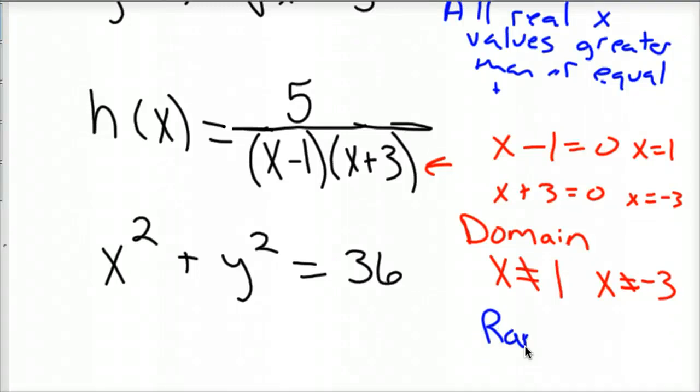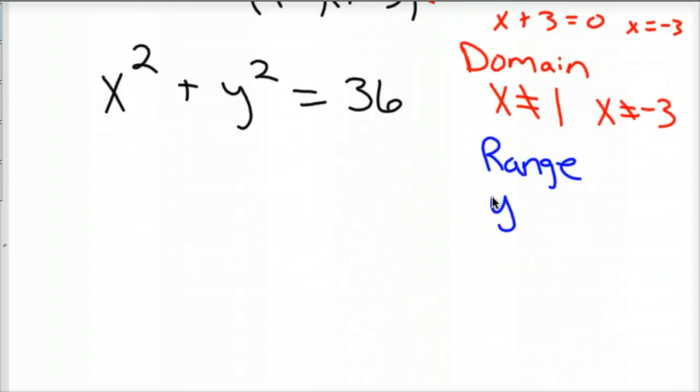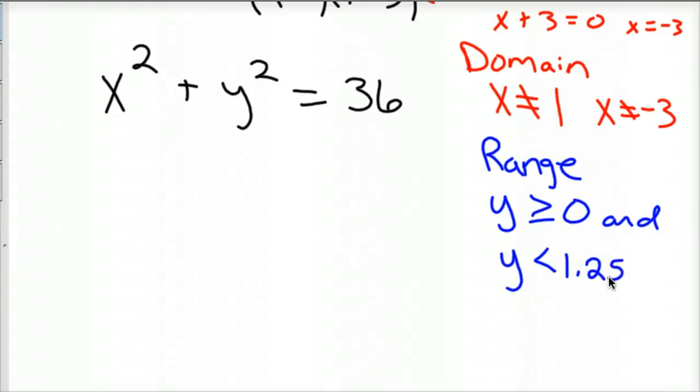So my range in that case is all y values greater than or equal to 0, and all y values less than, it looked like, approximately 1.25. And again, it's beyond the scope of this video to really get to that exact number, but that gives you kind of an idea. It's all the numbers above 0 and below that 1.25.